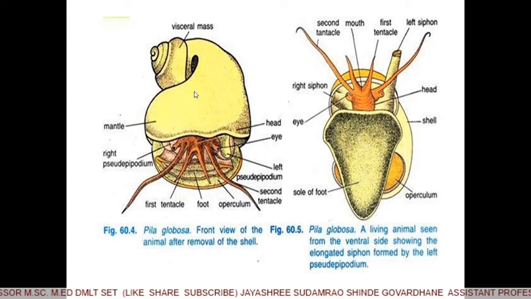Now see the edge of the mantle. It is thick and contains shell glands, which secrete the shell. Shell means the outer covering, what we call the shell, from where is it secreted? The shell glands which are present at the mantle. Okay.